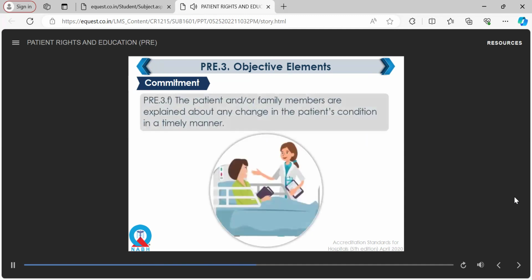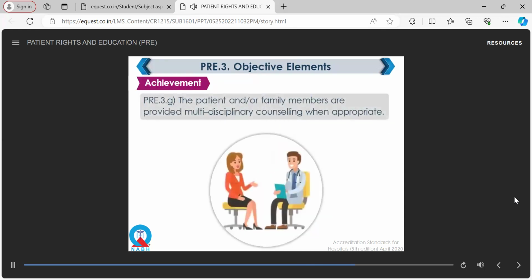Next element is a commitment that the patient and or family members are explained about any change in the patient's condition in a timely manner. And the last objective element is the achievement for an organization that the patient and or family members are provided multidisciplinary counseling when appropriate.